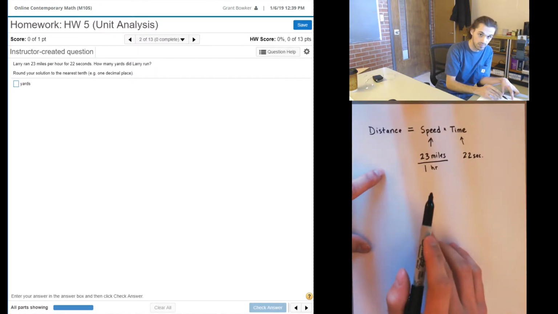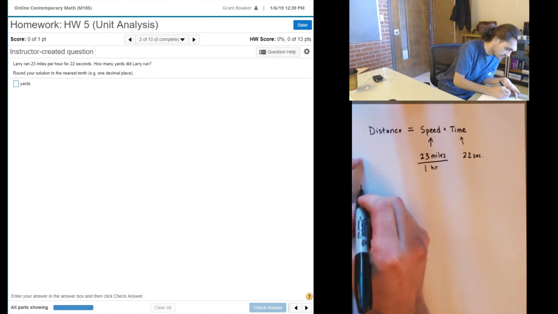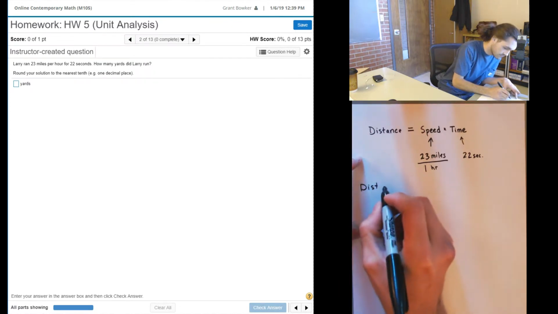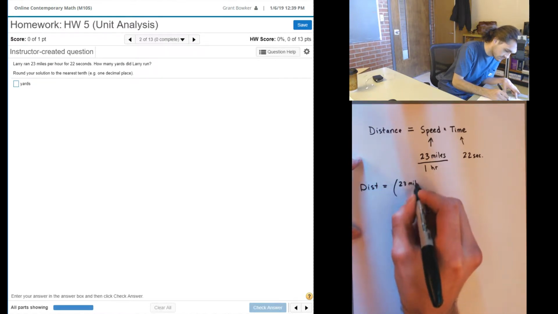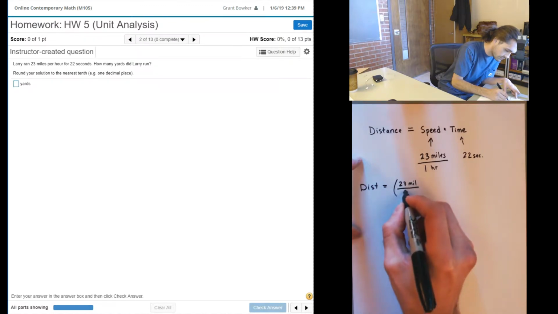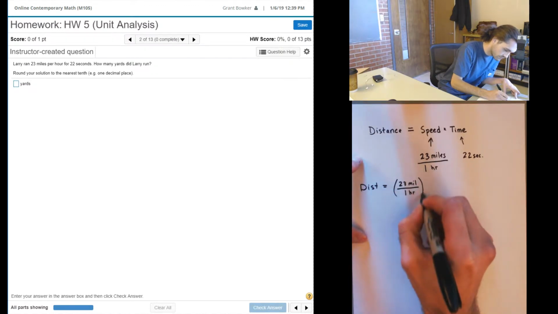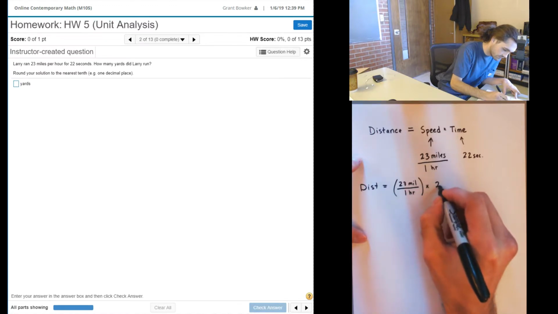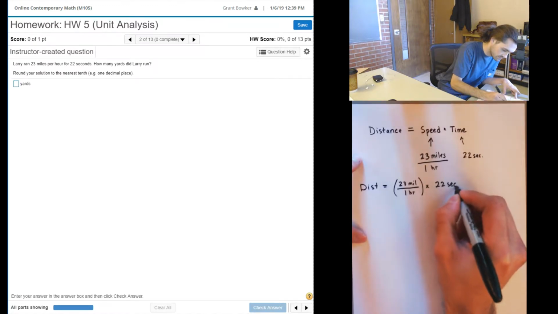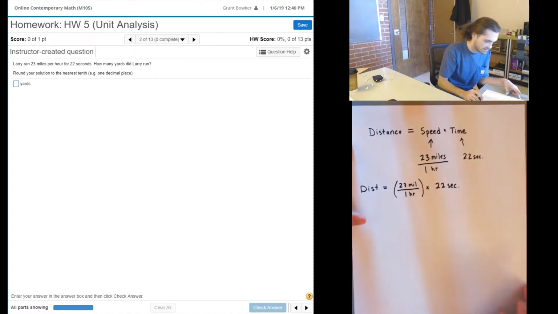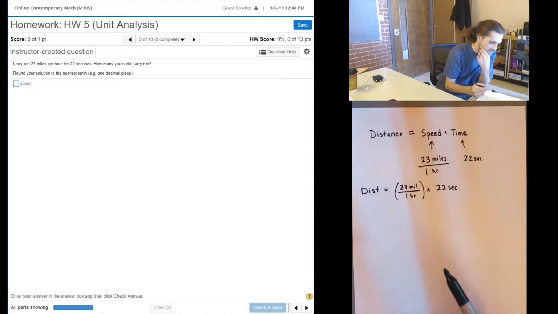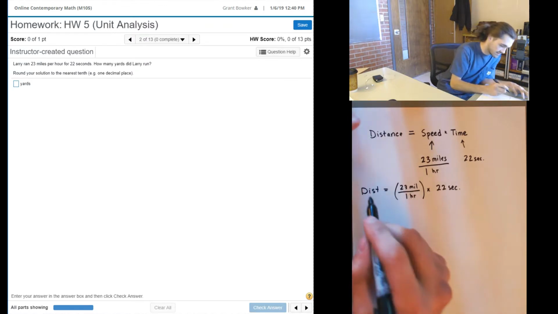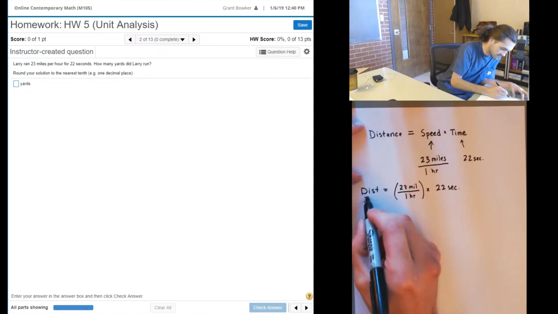Now let's clean this up a little bit. So we have distance equals 23 miles per 1 hour being multiplied by 22 seconds. Now, believe it or not, this actually is a distance. It just doesn't mean very much to us. Keep in mind the distance we want out: how many yards did Larry run? So I'm going to write myself a reminder that I want distance in yards.